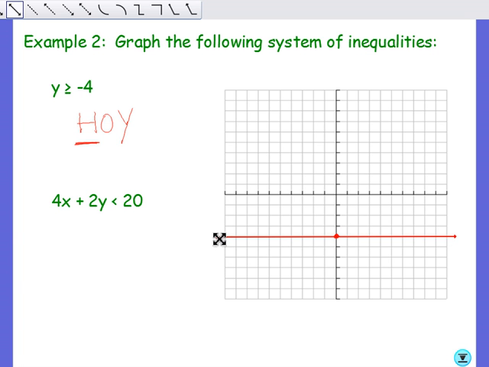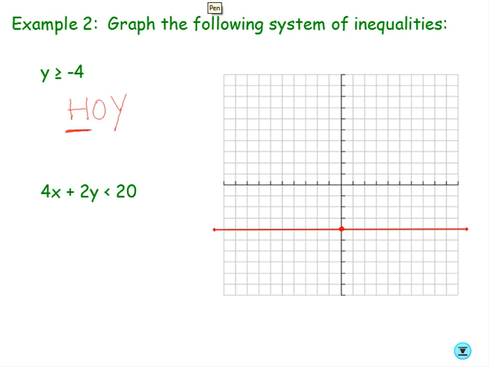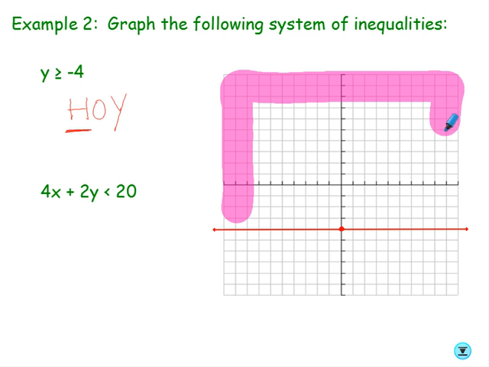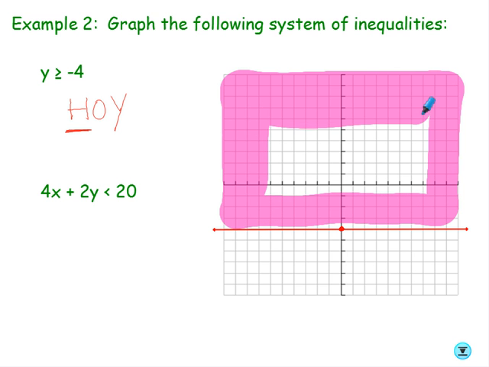There's my nice solid horizontal line. Third step of the process, I need to shade. This is a greater than symbol. Greater than, we always shade up. So I'm going to grab my pink highlighter, and I'm going to shade up from this line. And we are done with the first one.